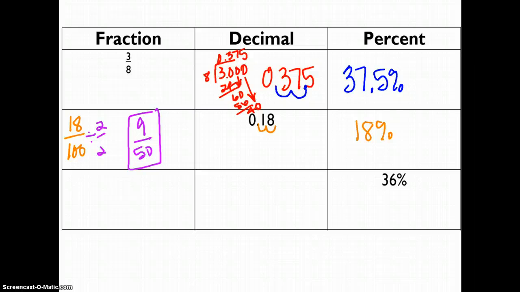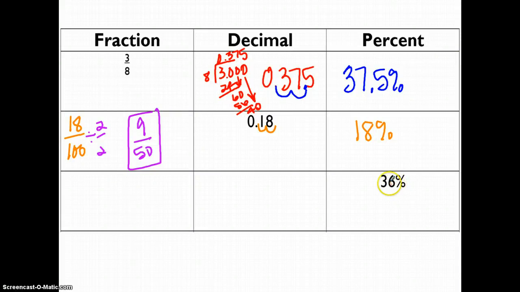Next one, I have 36%. Once again, I know 36% means 36 out of 100. And if I simplify that, I'm going to divide the top and the bottom by 4. And I get 9 out of 25.